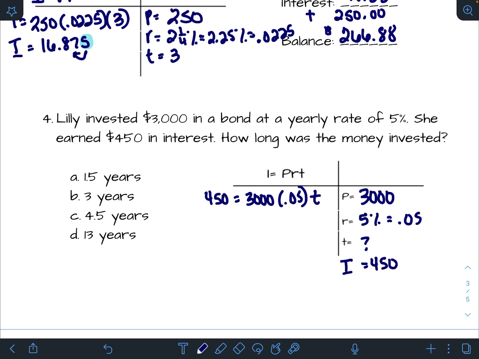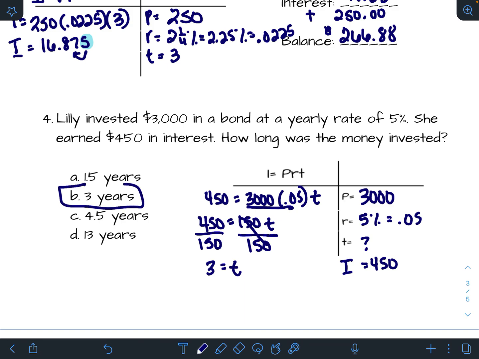So I'm going to multiply the two things together that I know. So I have 450 is equal to 150 times time. And then this is just like solving a one-step 6th grade equation. I'm going to divide by 150 to get rid of it, divide by 150, and whenever you do 450 divided by 150, you get 3 is equal to time.